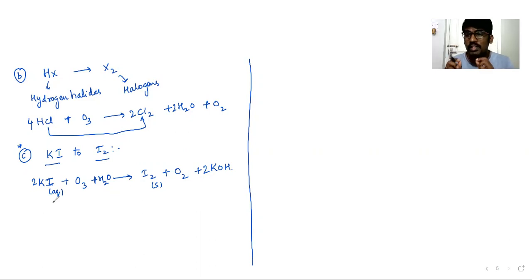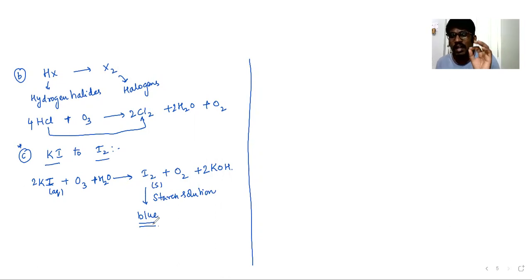But how can the formation of iodine be observed? If you add starch solution, it becomes deep blue. So O3 can convert potassium iodide to iodine. If you add starch solution, it reacts with iodine and the color changes to deep blue. This way we can identify that iodine is released in this reaction. So that is another important point to be added there.